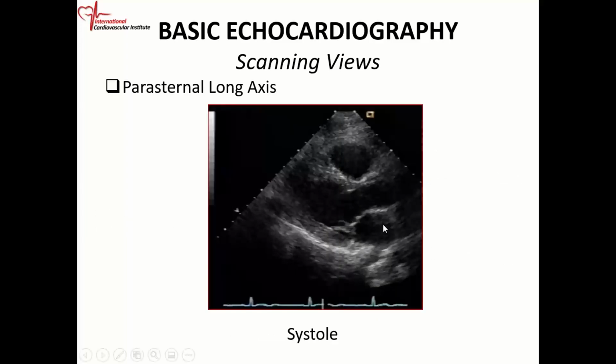Again, this is a systolic frame. Systole, because anything that occurs between the onset of the QRS and the end of the T wave, anything that occurs inside there, is systole. And it's systole because the mitral valve is closed and the aortic valve is open. There are certain things that we're going to measure in systole as well.